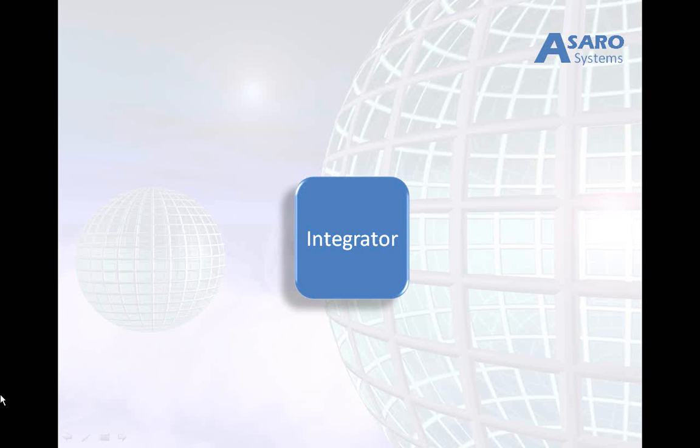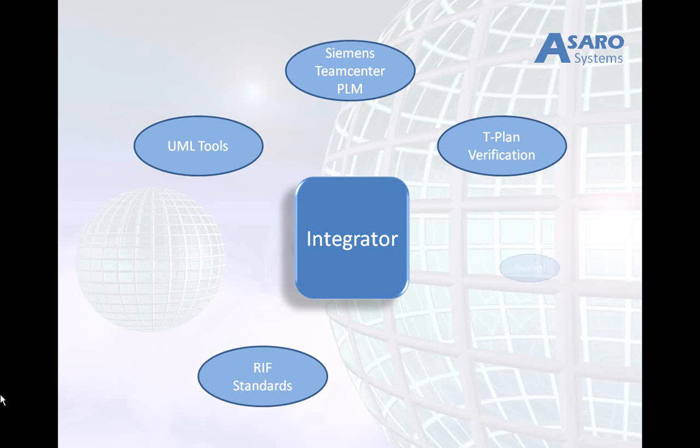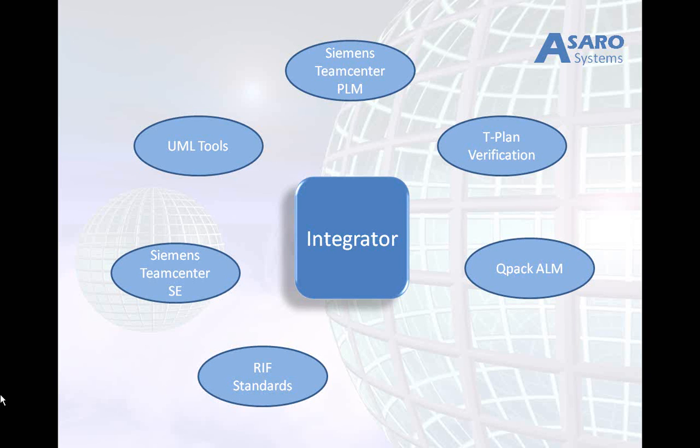So if we look at a diagram of the integrator, you have the core integrator product that owns a series of connectors to different applications. For example, Siemens Teamcenter PLM, the T-Plan verification tools, different UML diagram tools, the RIF standards, QPAC for ALM, Siemens Teamcenter Systems Engineering, and IBM Rational DOORS, but a whole series of other tools can be added. And irrespective of what tool you choose as your source or your target, they connect to the integrator, so we can go from any of these products to any of the other products.